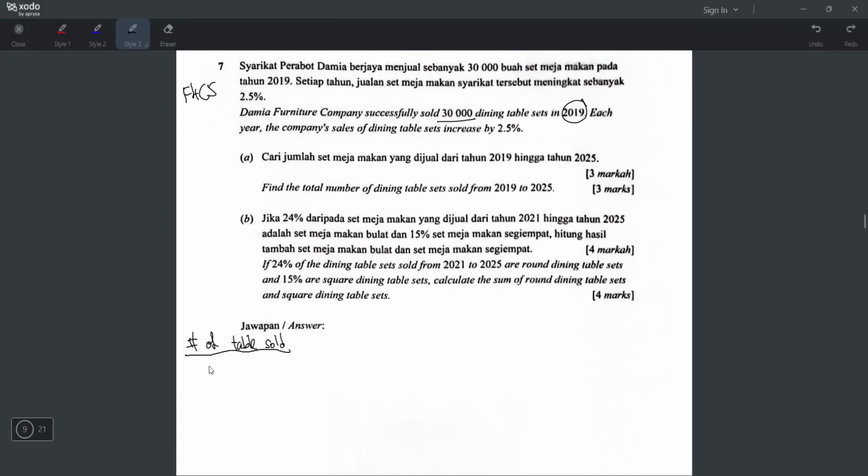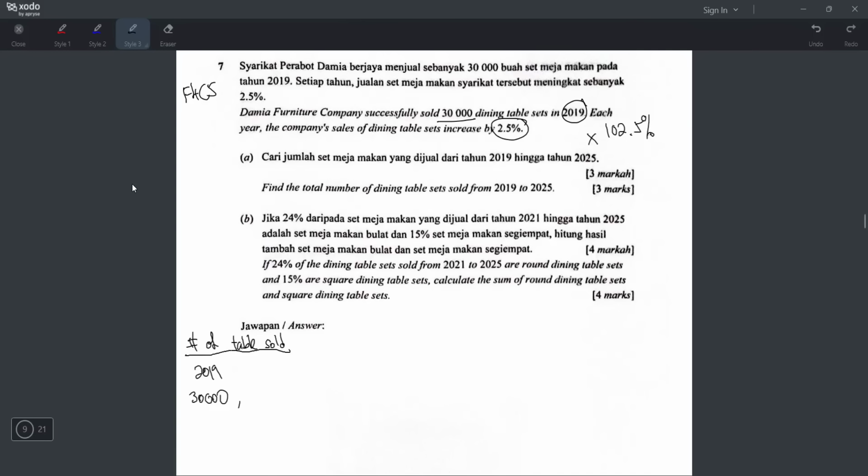So number of tables sold, and the progression, first term will be 30,000. Okay, but I will write the year also. So just 30,000, and this one is 2019, and that's our first year sales, right? And then each year the company sales increased by 2.5%. So what do you think I have to multiply here? I have to multiply with 2.5%, which is 30,000 times 2.5 divided by 100, and then take the answer plus 30,000, right? But that is too slow already. You just multiply with 102.5%.